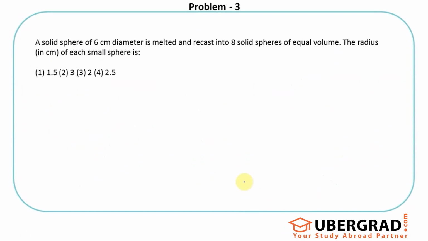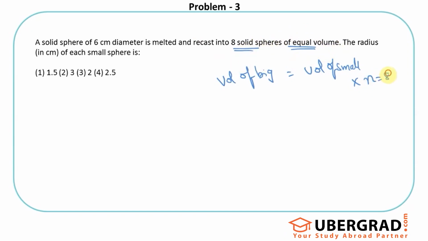A solid sphere of 6 cm diameter is melted and recast into 8 solid spheres of equal volume. The radius of each small sphere is? For these types of questions, you have to follow a simple logic that volume of a big shape is equal to the volume of small shapes. If all the small shapes are the same, I just need to multiply by n such small shapes, right? Here it says recast into 8 solid spheres of equal volume. All the small spheres have the same volume. It's just that they are 8 in number.